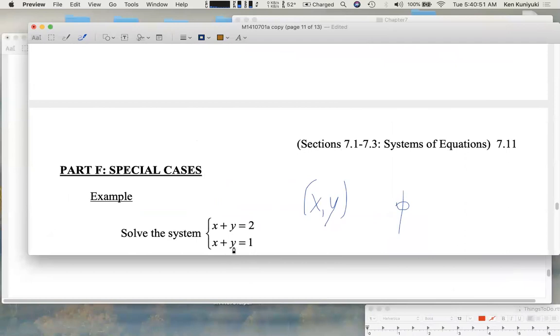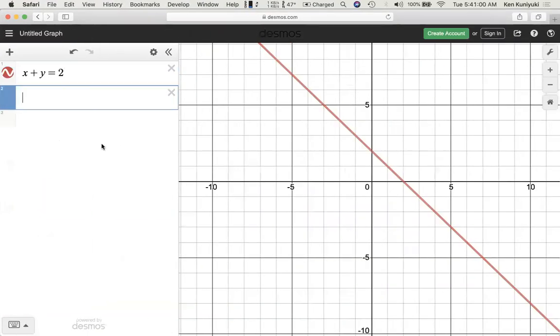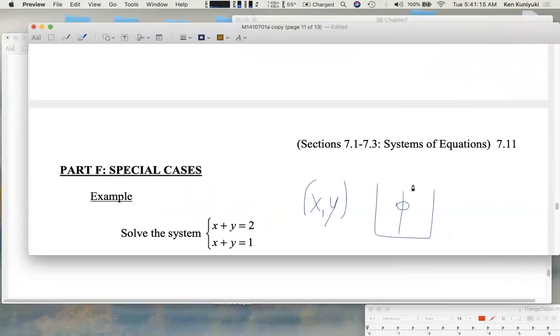What about the graph of x plus y equals 1? That has intercepts 1 comma 0 and 0 comma 1. X plus y equals 1, a different parallel line. These two equations correspond to lines that are different parallel lines. How many intersection points? 0. The empty set is the solution set.